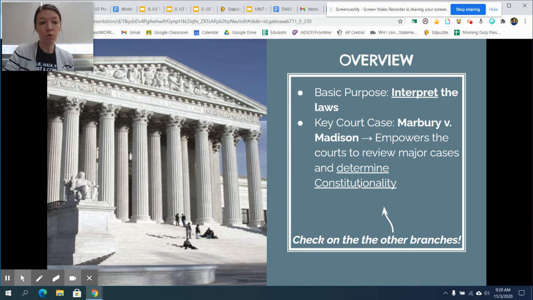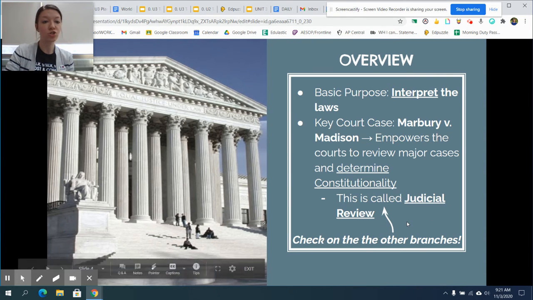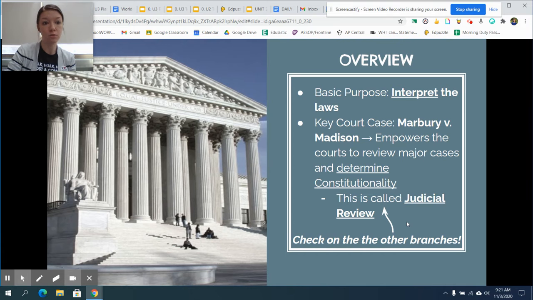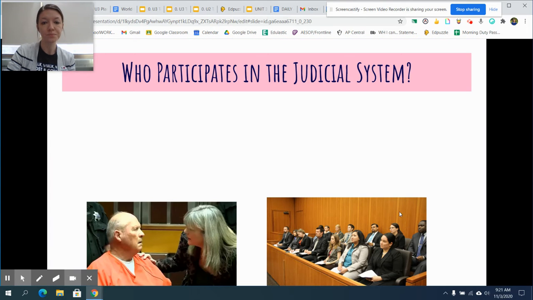Does this law or action of a member of the government violate the Constitution and the principles of government that we've been studying? This power is called judicial review, and this is how the Supreme Court checks the actions of the president or the executive and the laws made by Congress or the legislative branch. So this is a really, really important check on the other powers of the other branches of government.